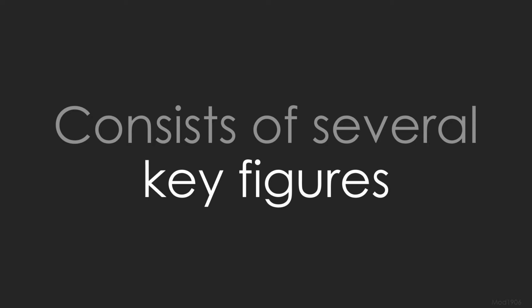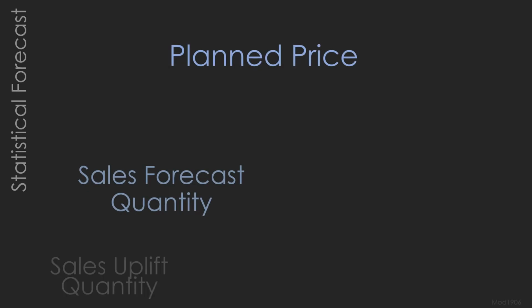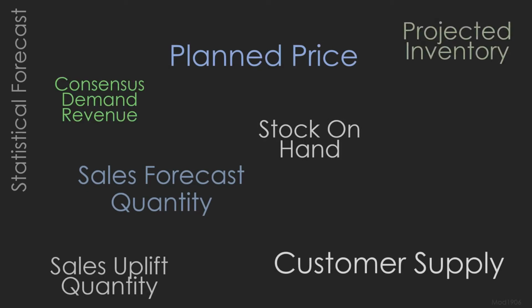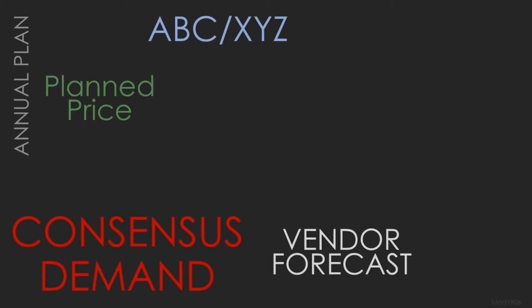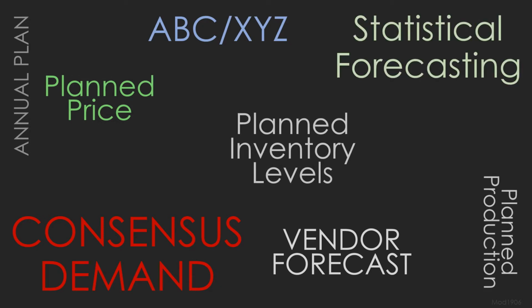IBP consists of several key figures. Again, I think we're at 750 plus key figures. Here's some of the common ones. They range from both demand to supply to inventory. IBP also consists of several processes. So we have budgeting process, consensus demand, planned inventory levels, statistical forecasting, vendor forecast, etc.